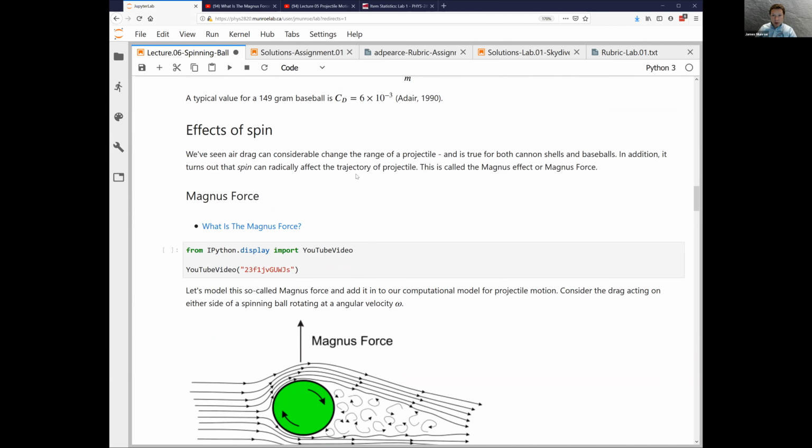Okay, so drag we talked about. I want to introduce a new piece of dynamics. I want to talk about spin. The idea here is I want to investigate how a spinning object changes the projectile motion of a projectile. What's the effect of it called? It's not air drag. This is something that's typically called the Magnus effect or the Magnus force.